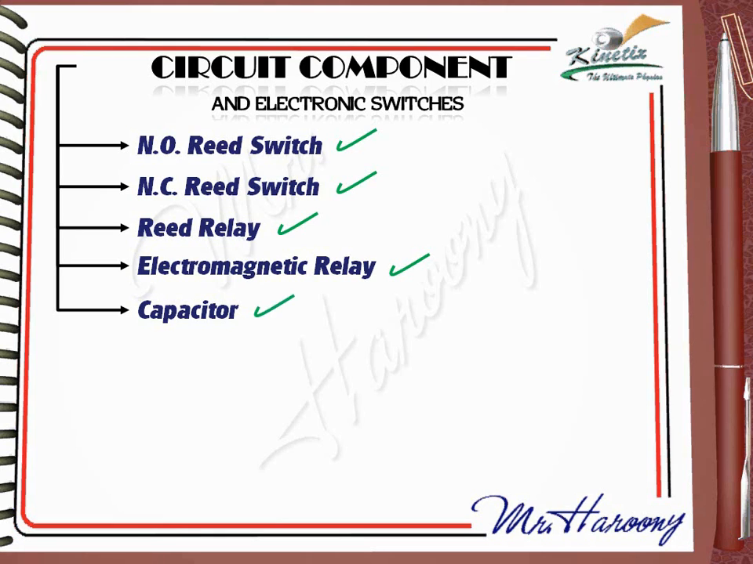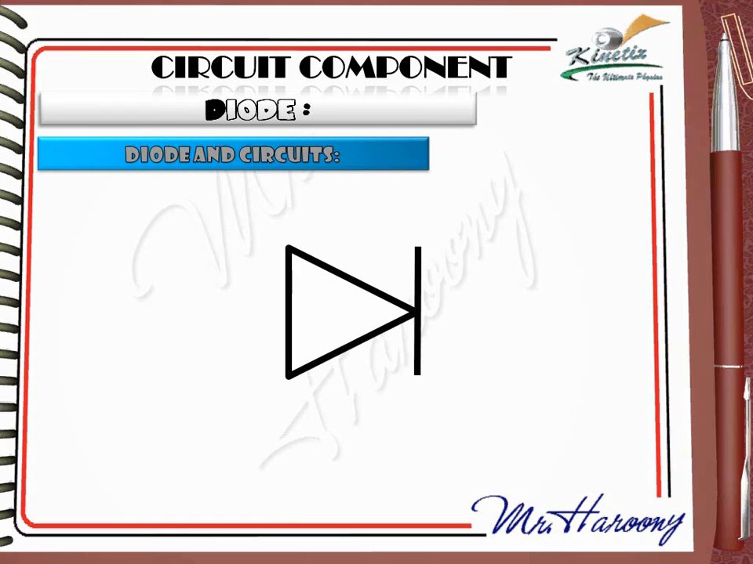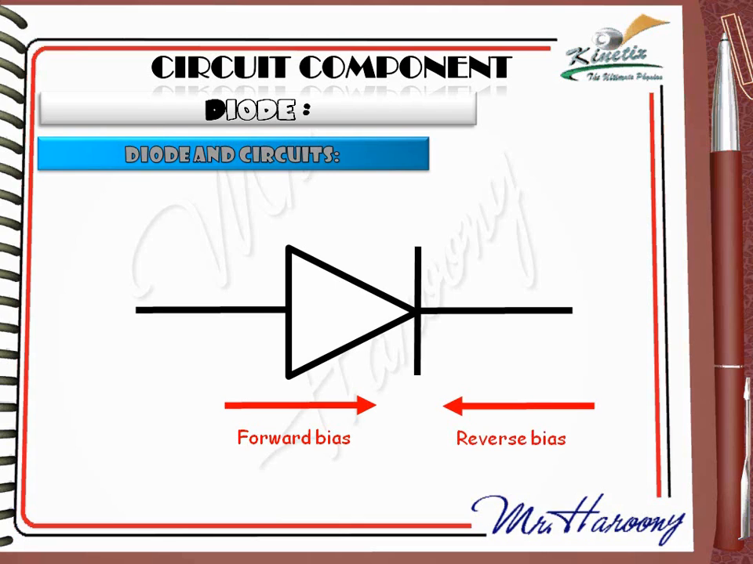After the capacitor, it's time for circuit component number 6, the diode. Diode and circuits. This is the symbol of the diode. A triangle represents the head of an arrow, and a line representing the block. If the current in the circuit is flowing in the direction of the triangular arrow, this is named forward bias. But if the current in your circuit is flowing in the direction opposing the block line, this is named reverse bias.